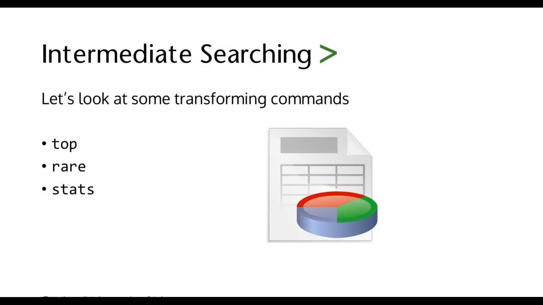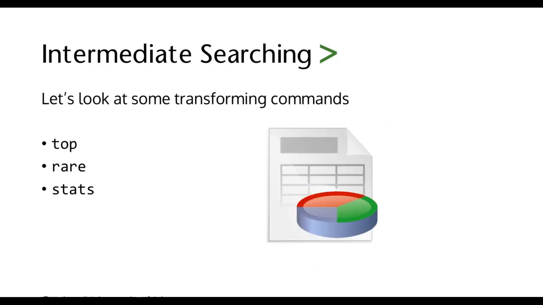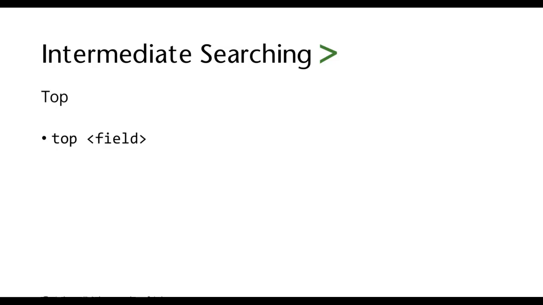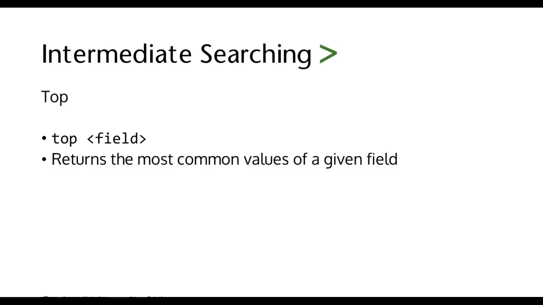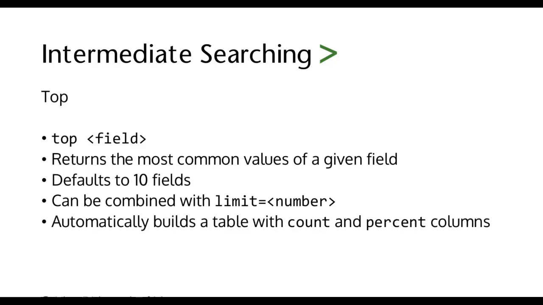The most popular transforming commands, and remember that happens there under the commands, so the second step, the most popular transforming commands are top, rare, and stats. For the top command, the syntax is top and then a field. And remember, it comes after the pipe. And it returns the most common values of a given field, defaulting to 10, but you can combine it with a limit number if you need more than 10.